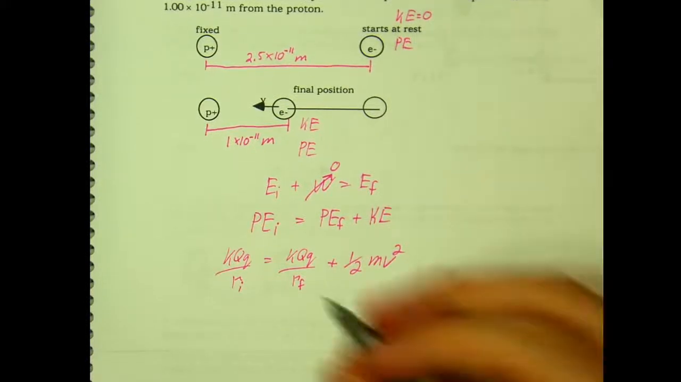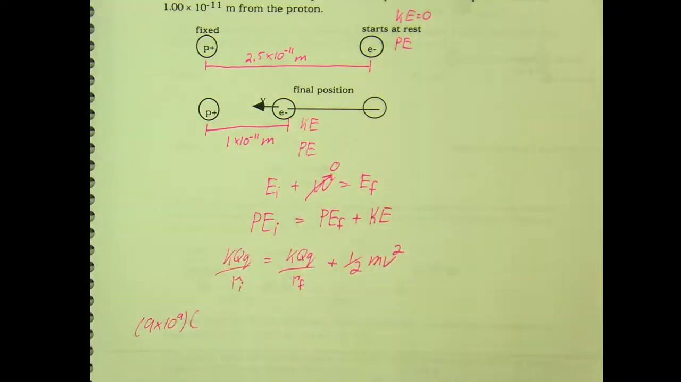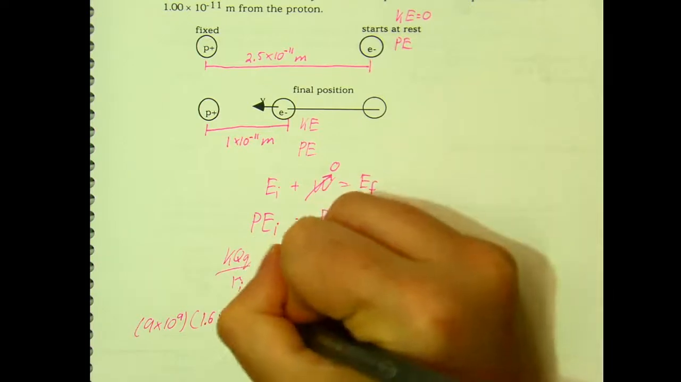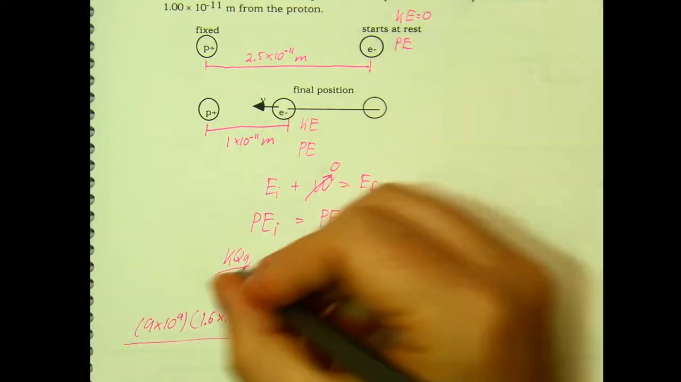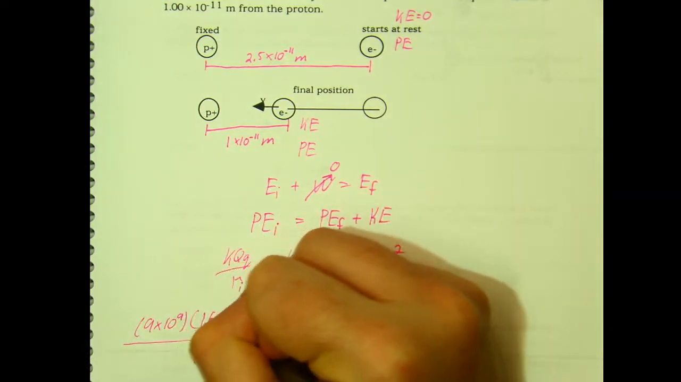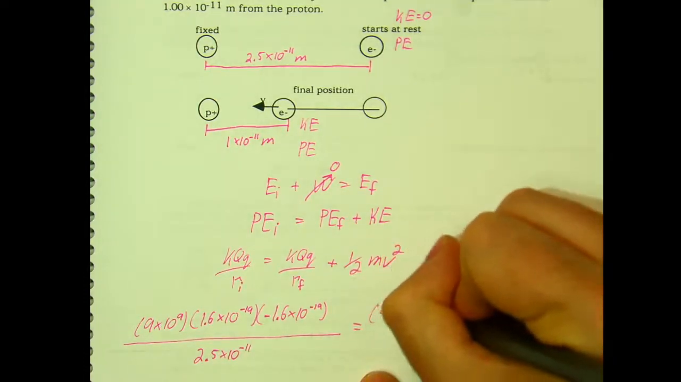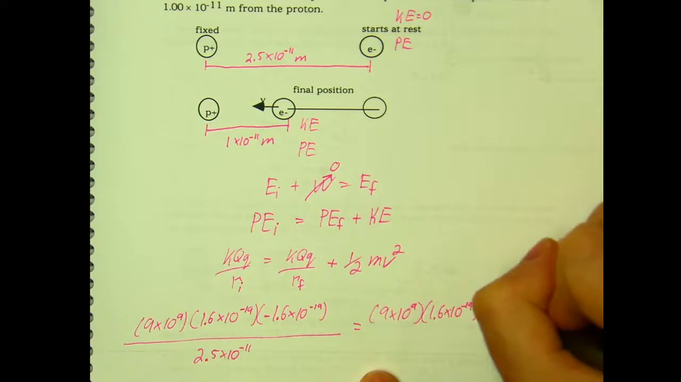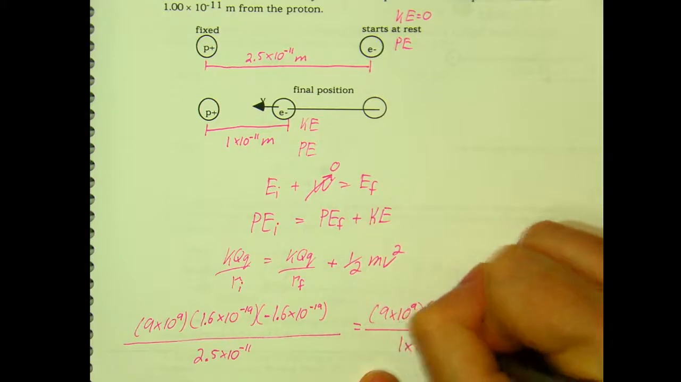So we can start to fill this thing in. We have 9 times 10 to the 9. The proton and electron, one is positive 1.6 times 10 to the negative 19. Again, these are elementary charges, and the other is negative 1.6 times 10 to the negative 19. And their initial distance is 2.5 times 10 to the negative 11 meters. That's going to be equal to 9 times 10 to the 9, 1.6 times 10 to the negative 19, negative 1.6 times 10 to the negative 19. And now they're ending 1 times 10 to the negative 11 meters apart.